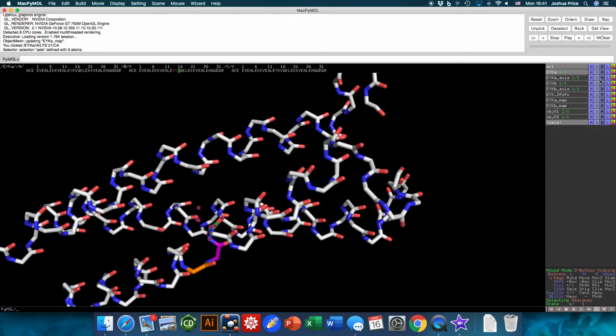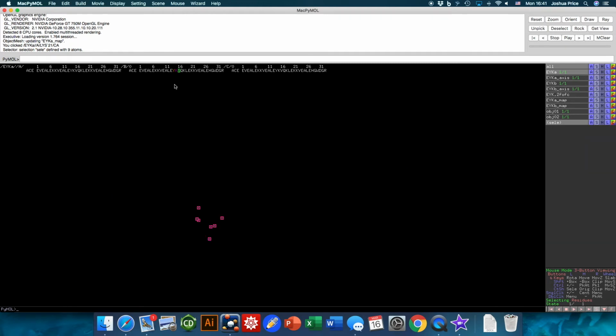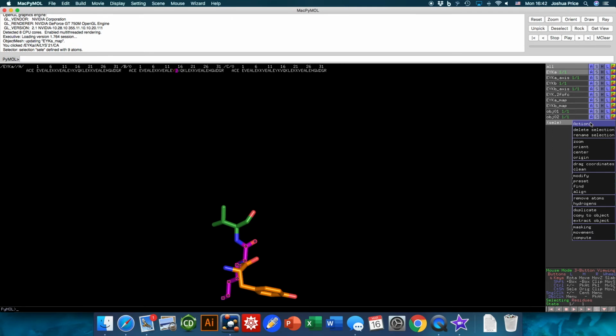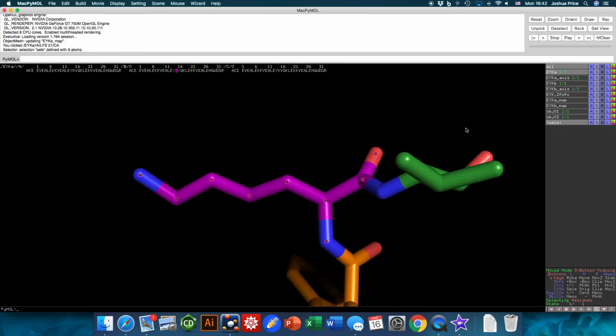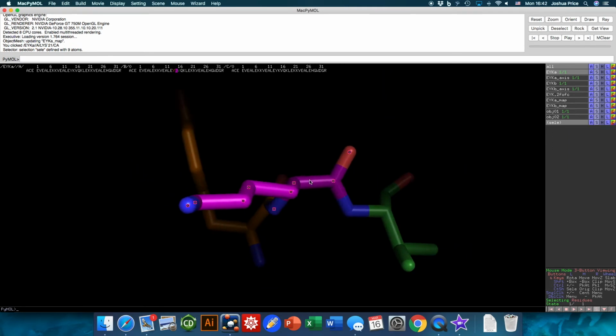All right, and then I'm going to hide everything, and I just want to take those 3 amino acids and show, well, we'll just show all of the sticks. All right, and we're going to center in on the purple amino acid like we had done previously.